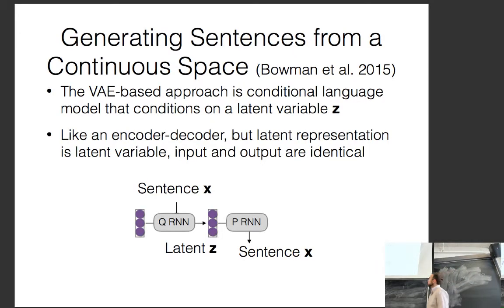So the way it looks is we have sentence X. We take sentence X, we encode it, we get our latent variable Z, and then we use this to calculate the probability of the sentence X.